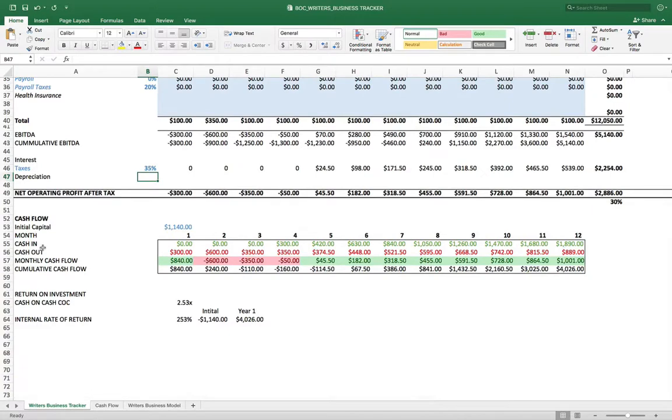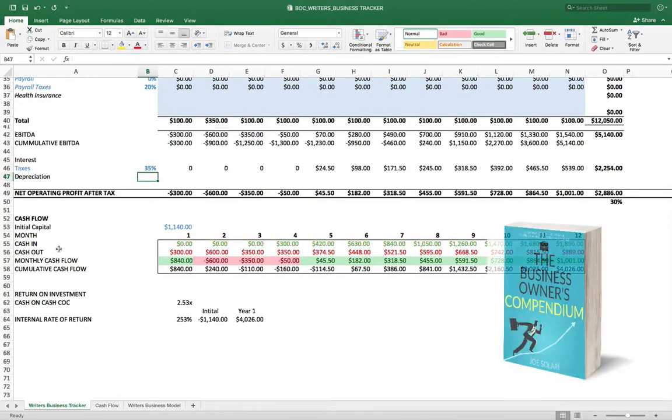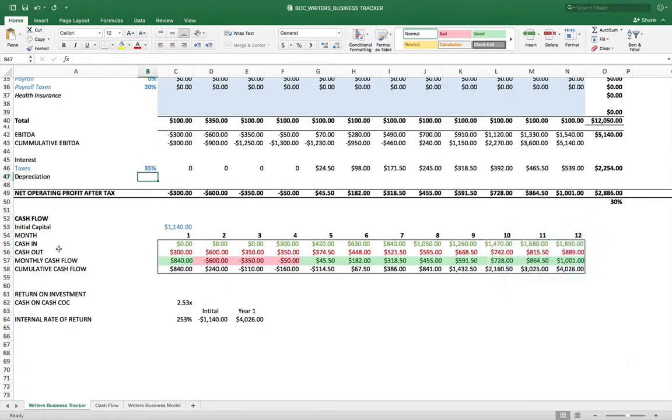There are different components to a cash flow. If you want to learn a lot more about this, you can go to my book, The Business Owner's Compendium, and I walk people through cash flows. I have a different sheet that I use for everybody that's a cash flow that works on 52 weeks, so it's for a whole year. But let's stick with what I've put together for you guys.